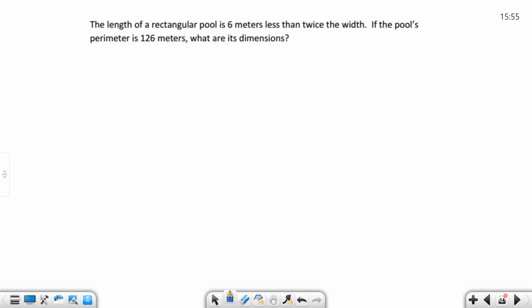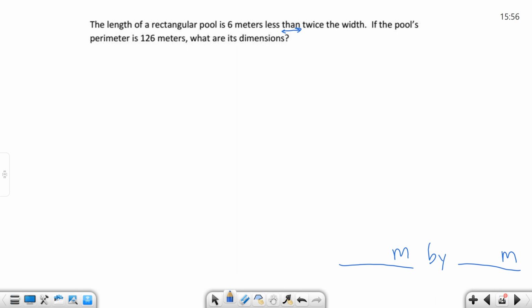So the length of a rectangular pool is 6 meters less than, there's that word, than turns it around, twice the width. If the pool's perimeter is 126 meters, what are its dimensions? So what we're trying to do is find something by something, okay? And it's meters here. That's our unit. So really, we know we're going to have so many meters by so many meters. And I don't get caught up in length and width and which one is which. As long as you give me the two numbers, I don't care if you do 10 by 12 or 12 by 10. Your teacher may say you need to do it a certain way.